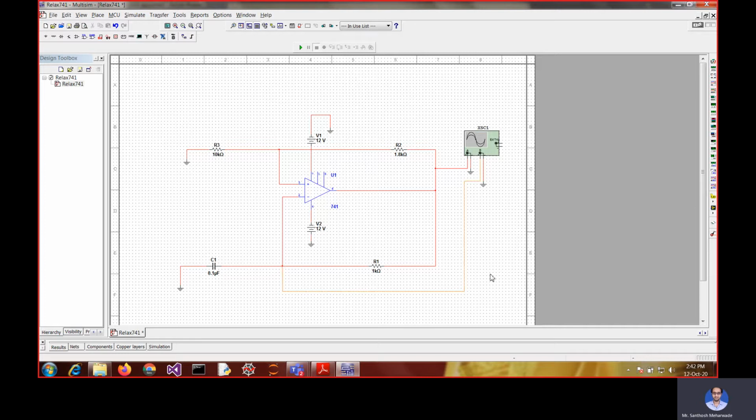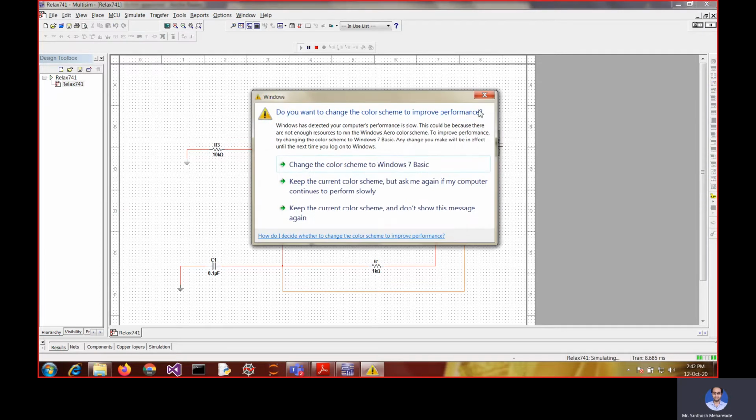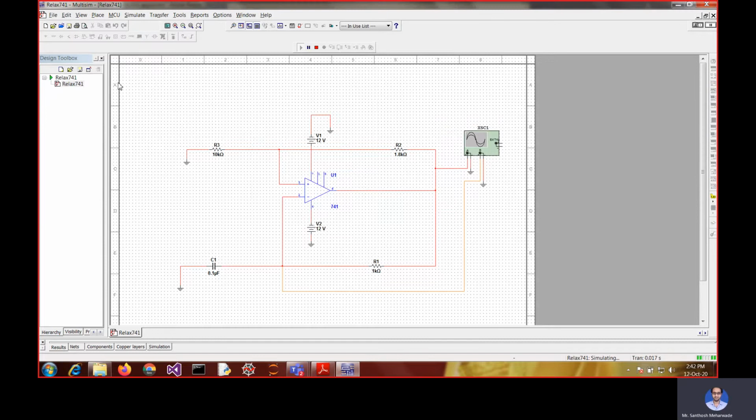Right. So this is the connection, that we can see. Fine. So next one, let me save this. After saving, I will click on this. Execution is happening. You can see there is a triangle blinking, which means execution is happening.